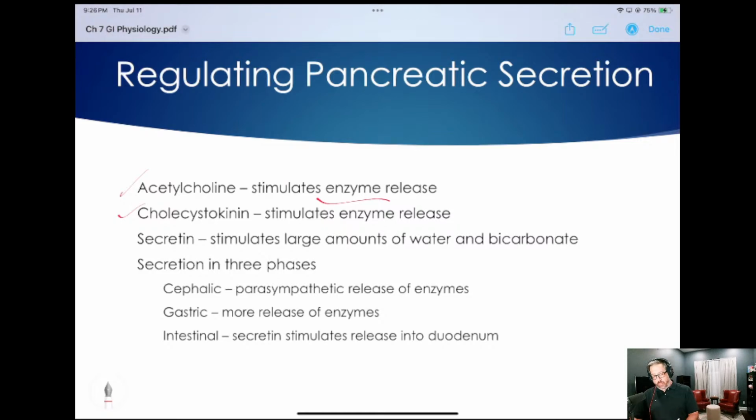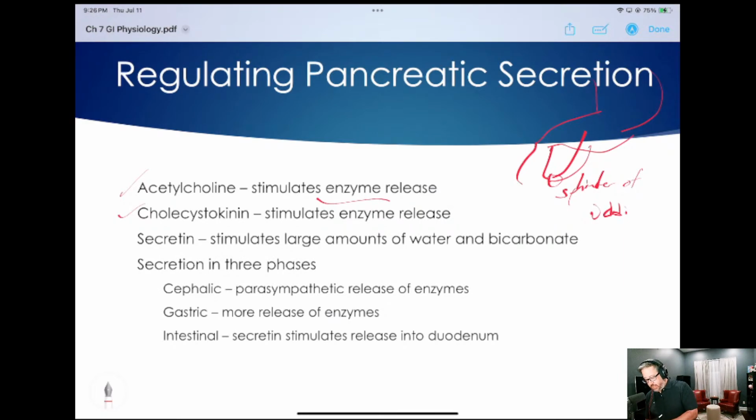So remember your anatomy. When you have your duodenum coming off the stomach, this is where your sphincter of Oddi is. And that's what connects bile and pancreatic enzymes. In the duodenum, cholecystokinin gets released, tells the pancreas, hey, we got food, we have to digest it.